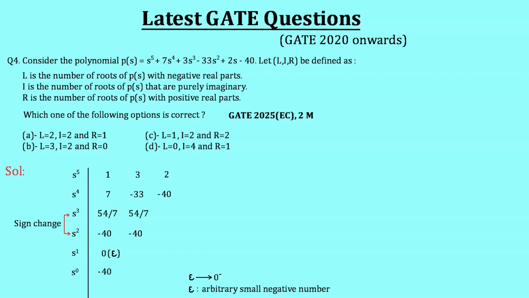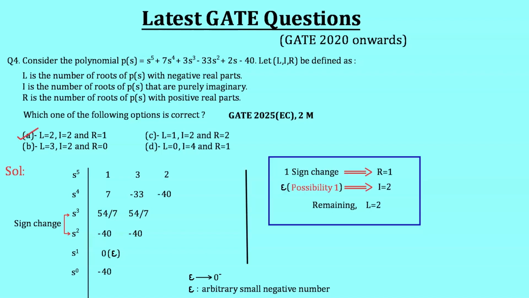Now, we can clearly say that there is a sign change between the third and the fourth row. Since there is one sign change, then definitely there will be one pole which is present in the right half of S-plane. We have already discussed the two possibilities, one of which was if the sign of the coefficient above the 0 is same as that of the element below it, then it indicates that there is a pair of imaginary roots. Therefore, the number of imaginary roots in this case is equal to 2, and the remaining roots are lying on the left half of S-plane. Therefore, the value of L is equal to 2. So, the first option is correct.